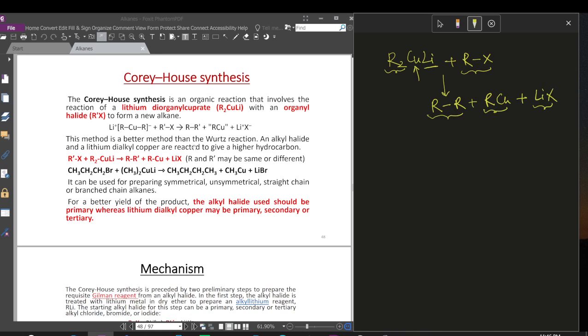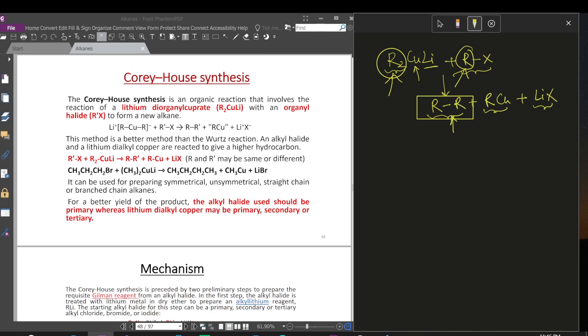This method is better than the Wurtz reaction, because in the previous Wurtz reaction we saw that we can only produce alkanes with an even number of carbons. But in the Corey-House synthesis, we can produce what we want. This is because it depends on what you take as these two alkyl groups. If you take these two differently, as you choose, you can easily prepare the one alkane you want. So this is the main important fact of the Corey-House synthesis, for which we use this reaction.